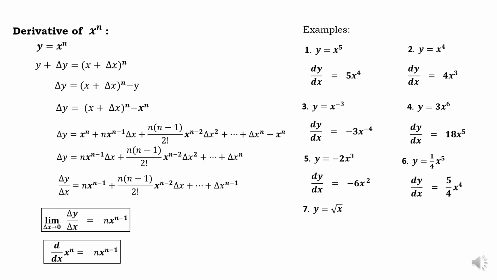Just transform the radical into a fractional exponent, that is equal to x raised to 1 half. So we have the same procedure to determine the derivative of this. Derivative of y with respect to x, therefore, just copy 1 half, then multiply by the base, subtract 1 from the exponent, or 1 half minus 1 is equal to negative 1 half. Or you can make this into a positive exponent and it becomes 1 all over 2x raised to 1 half, or in terms of radicals, this is 1 all over 2 square root of x.